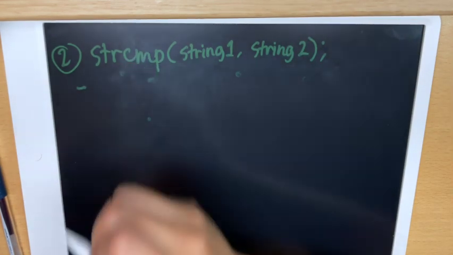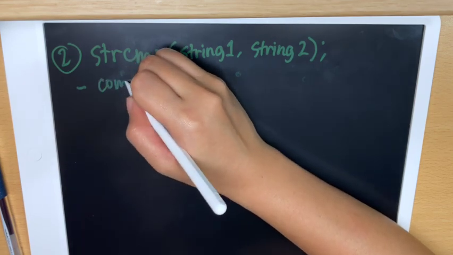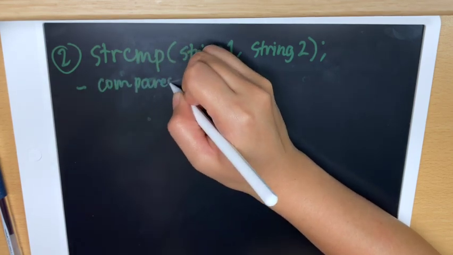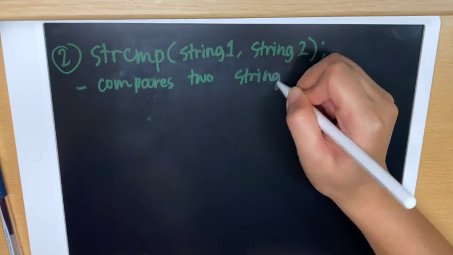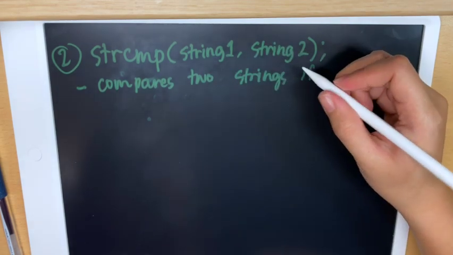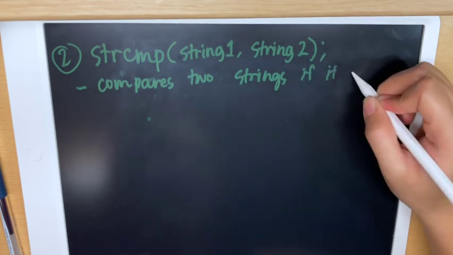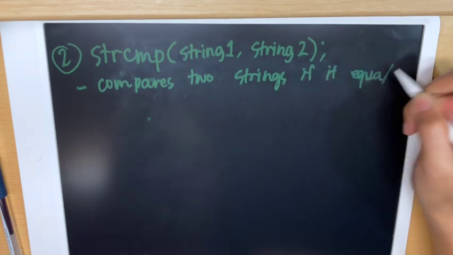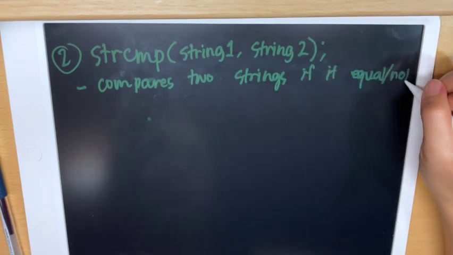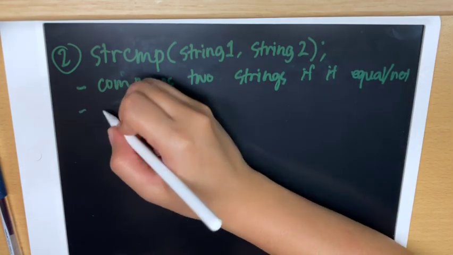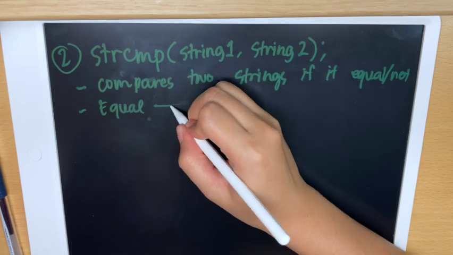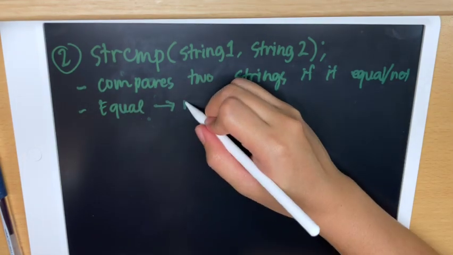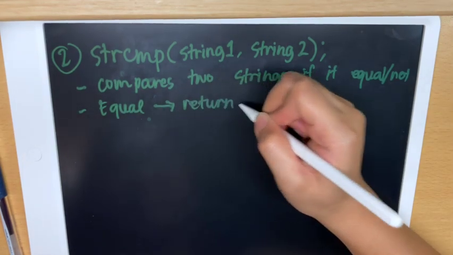So this function compares two strings, if it is equal or not. So if it is equal, then it will return 0.